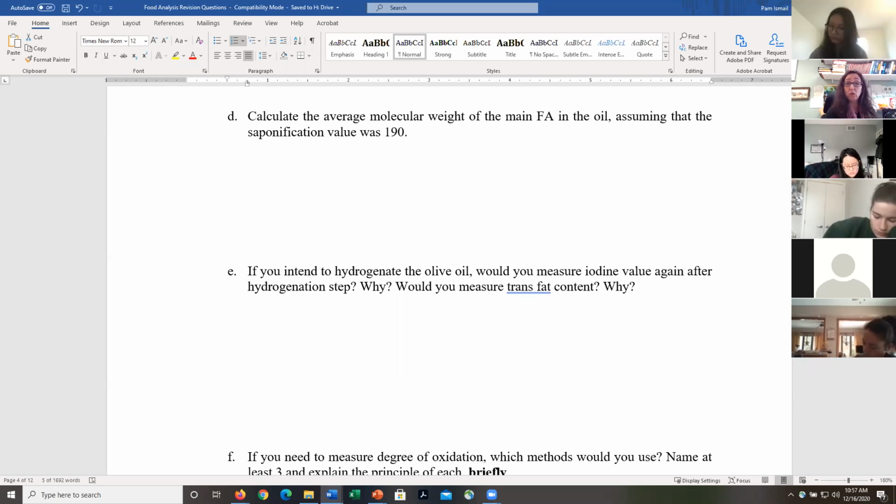Would you want to measure trans fat content? Yes. If you don't fully hydrogenate, some of the cis will become trans, which is a more stable form, and that has health implications such as heart disease related implications. So we do want to measure trans fat because incomplete hydrogenation might lead to trans fat formation.